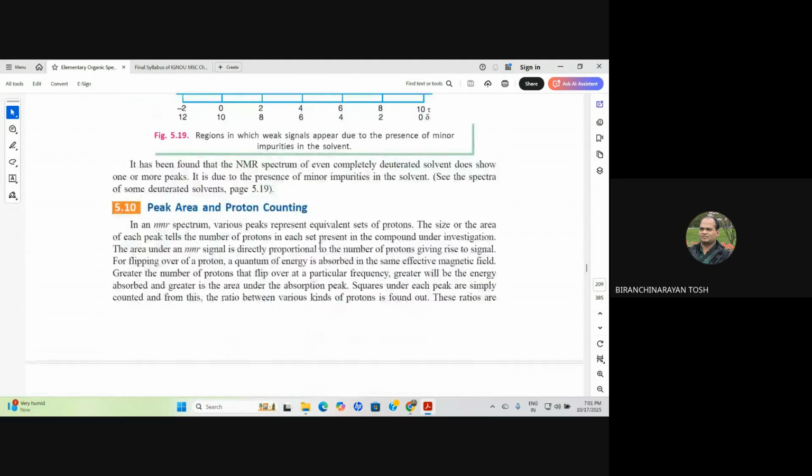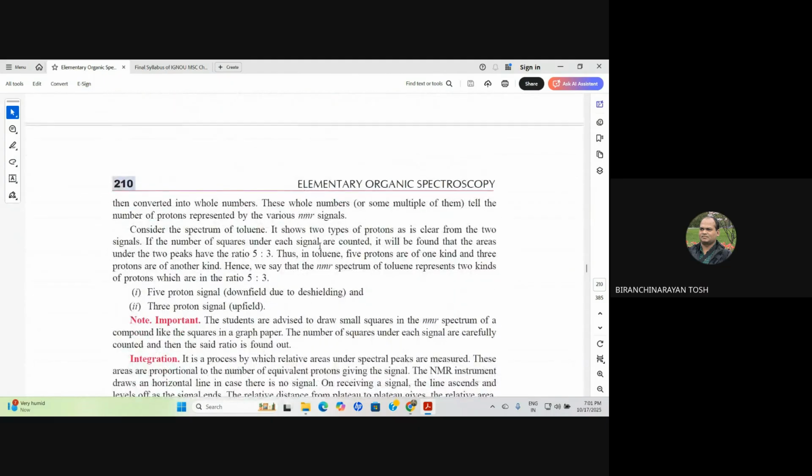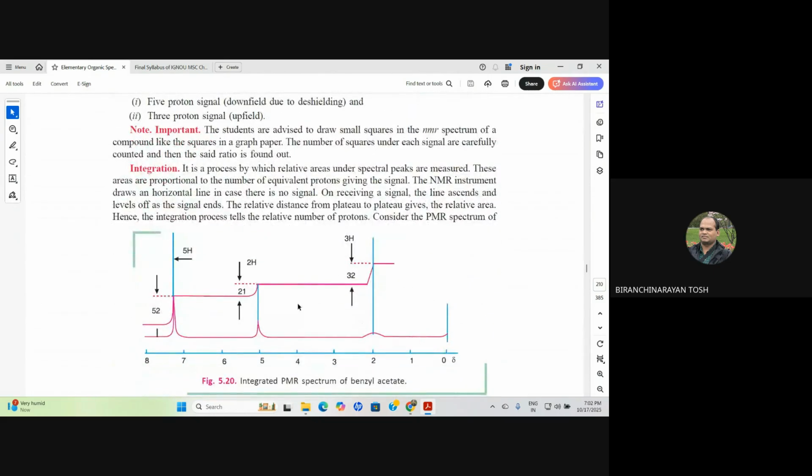And then peak area and proton counting, that is the integration. We have to find out the peak area, that is the integration, and how to find out the peak area. Let this be the peak; we take the integration to find out the peak area. Then we will get the number of protons in the ratio that we have to find out.